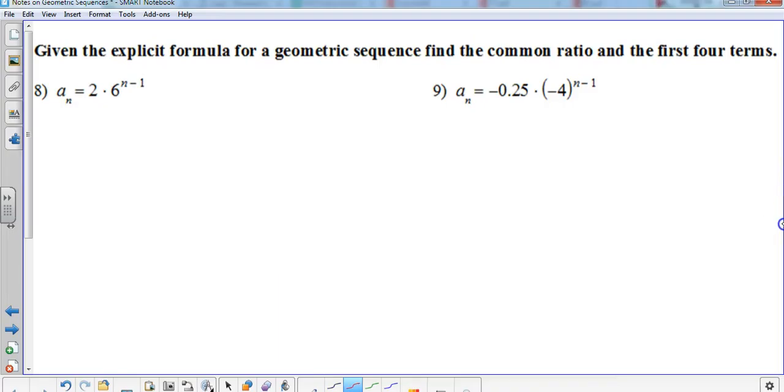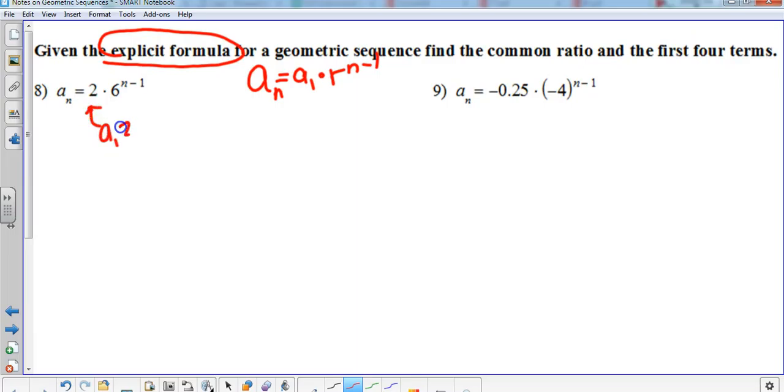All right. Given an explicit formula. Well, what do things stand for in an explicit formula? It's the first term times the ratio to the n minus 1 power. So what is this one telling us? The first term is 2, and the ratio is 6. Could we have found that by just putting in what? N equals 1, N equals 2, N equals 3, N equals 4. That'll give us the first 4 terms.